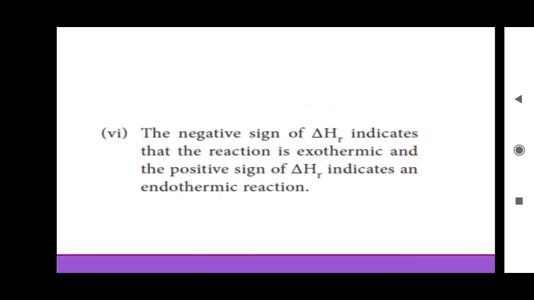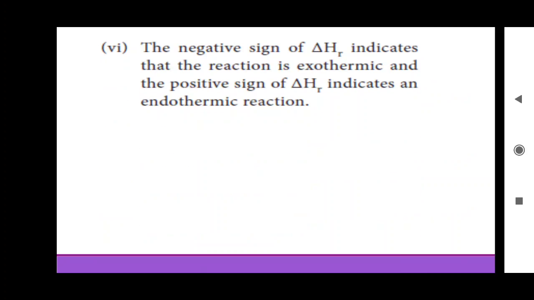So these are the points to be followed in a thermochemical equation. Point number 6. The negative sign of delta H R indicates the reaction is exothermic. Exothermic means heat is liberated. So when the standard enthalpy of reaction value is negative, negative means exothermic, heat is liberated, and the positive sign indicates endothermic, heat is absorbed.